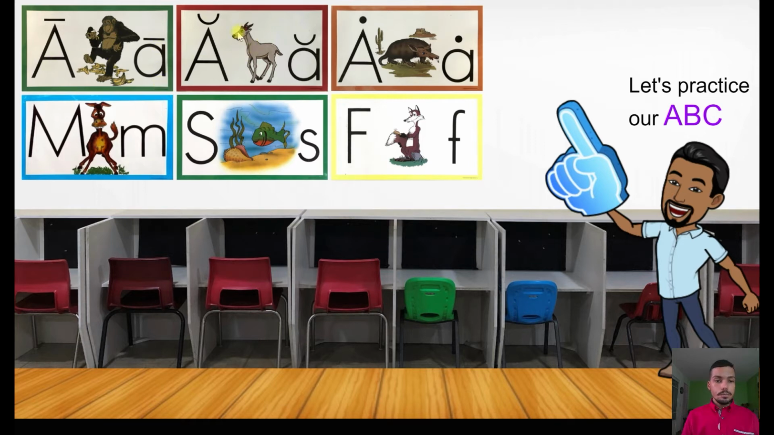The next one here. This is an antelope, right? Its name is antelope. An antelope has a letter that sounds A. So when you see the letter A with the U on top, it's going to sound ah. Very good, okay?